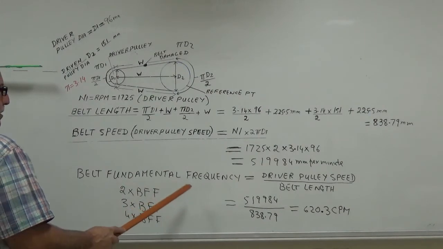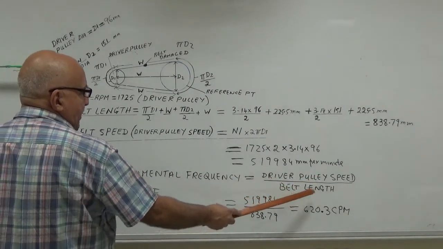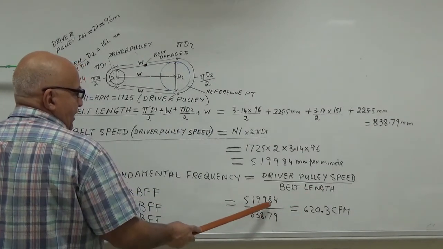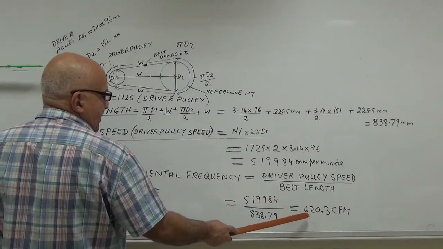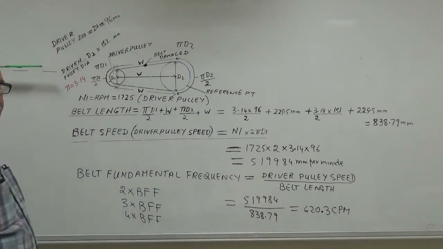Now belt fundamental frequency is equal to driver pulley speed divided by belt length. So this is our answer: 519984 divided by 838.79, and the answer is 620.3 cycles per minute. So what is belt fundamental frequency?